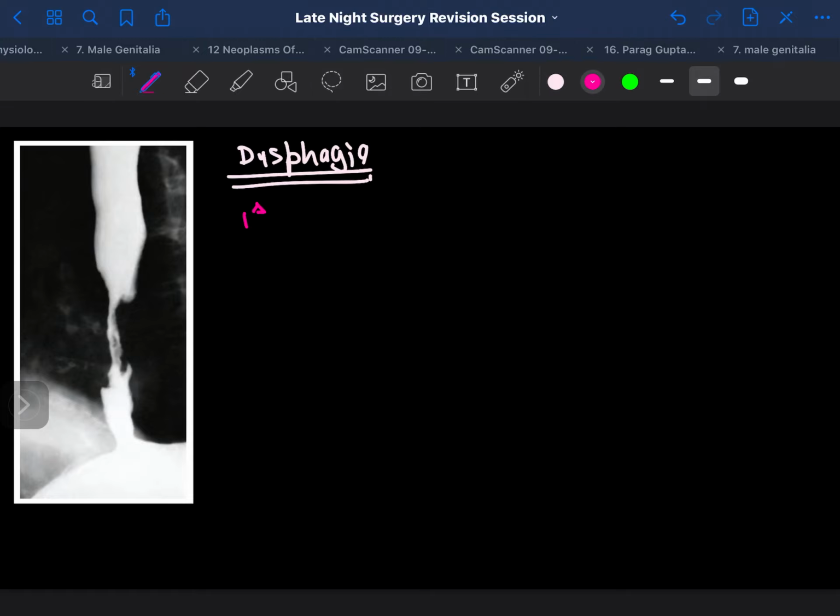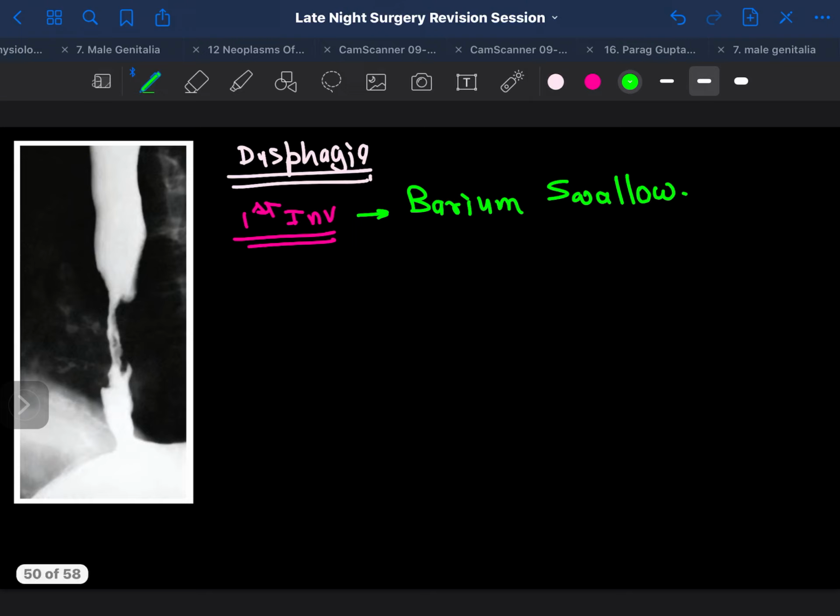Now, whenever a patient comes to you with dysphagia, what is the first investigation which you go for? The first investigation which you go for is a barium swallow. You go for a barium swallow in this particular patient. Now, on the barium swallow, you are finding such an image. The patient came to you with dysphagia, and you are finding this particular image. What are you finding on this image? You are finding the following features.